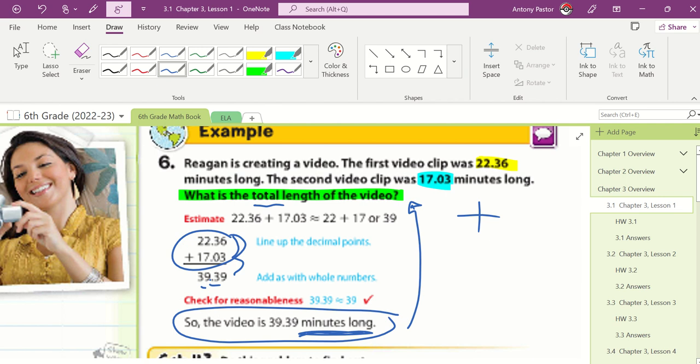And it's very important that we add the minutes long, especially when we're dealing with a word problem, because they're asking us for a specific thing. What is the total length of the video? We need to put 39.39 minutes long. If you just put 39.39, doesn't help. It's like somebody asking, how tall are you? And you're like 5. 5 what? You need to say 5 feet. So with a word problem, we definitely need to add words at the end of it.